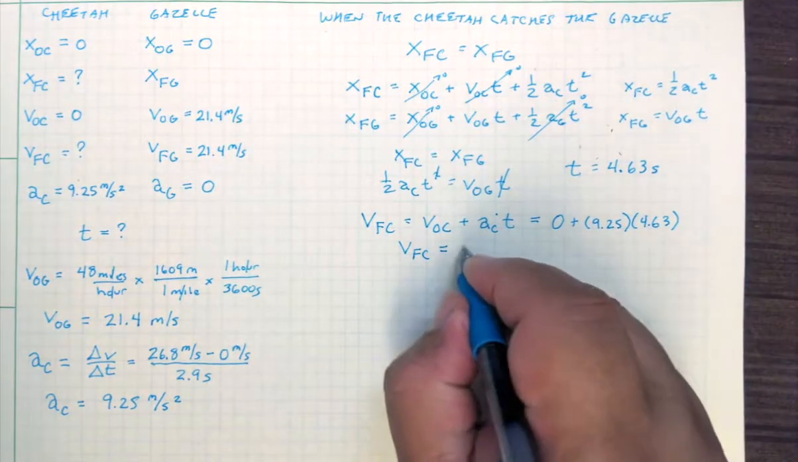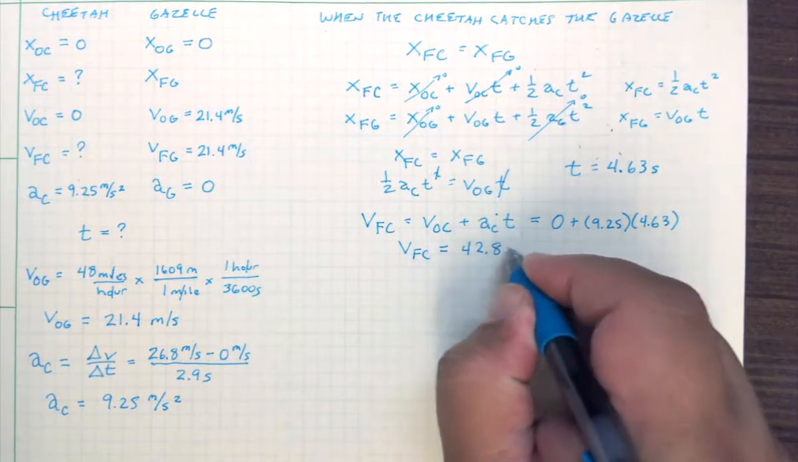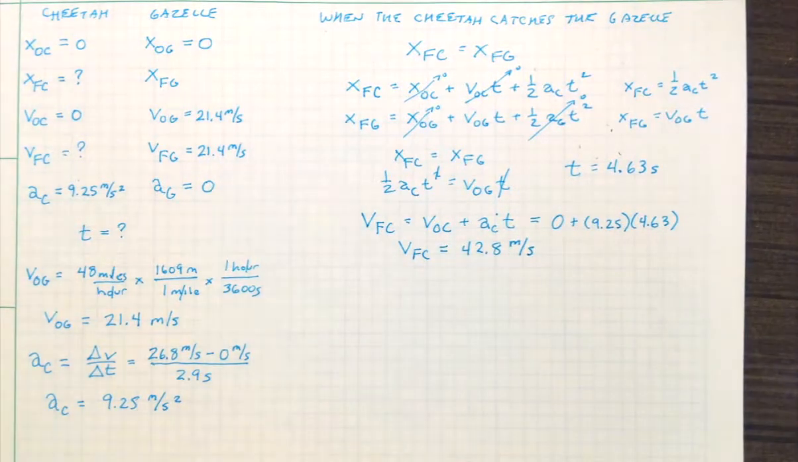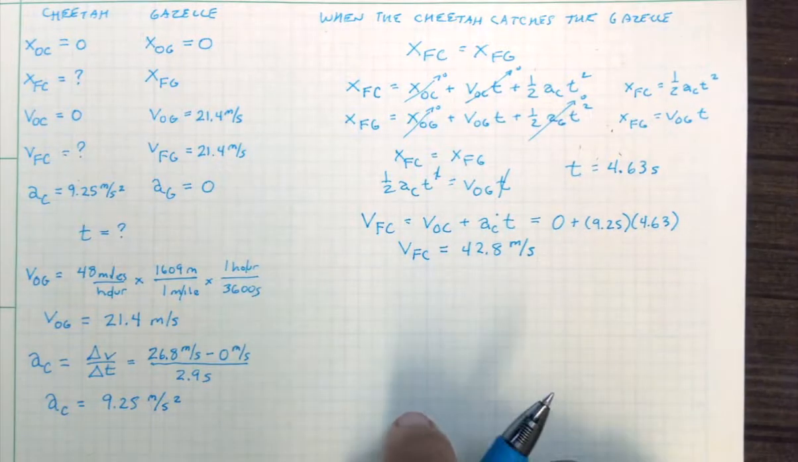of 42.8 meters per second, which is a very high velocity, around 90 miles per hour. Again, not realistic, but this is at constant acceleration. Again, the cheetah would probably get to a more reasonable speed and just wait for the gazelle to get tired. But at constant acceleration, this is the speed the cheetah would reach.